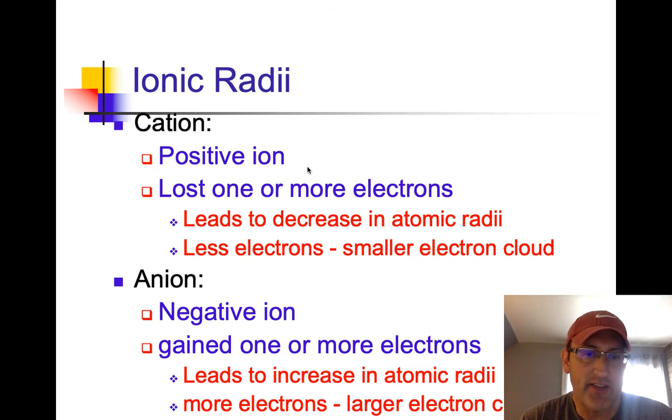And an anion, as you can see, that's a negative ion. That's formed from gaining one or more electrons. And this leads to an increase in atomic radii. Once again, because you're adding electrons, plus now you have more electrons than you do protons. So the atom spreads out. And that just means you have more electrons. Okay, so you have a larger electron cloud.